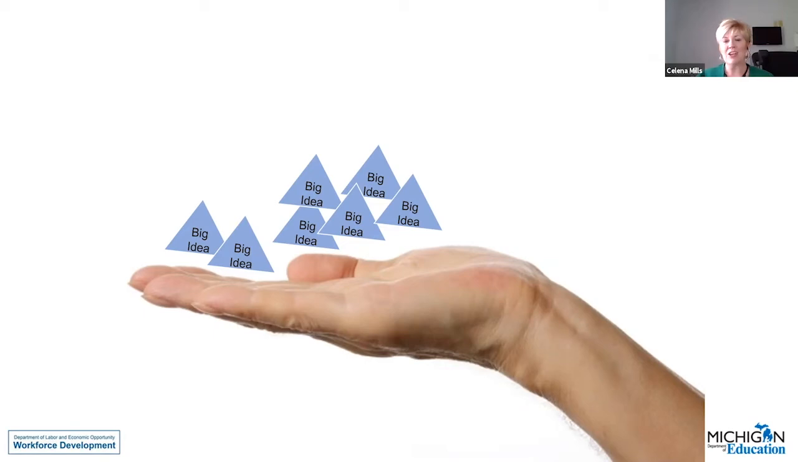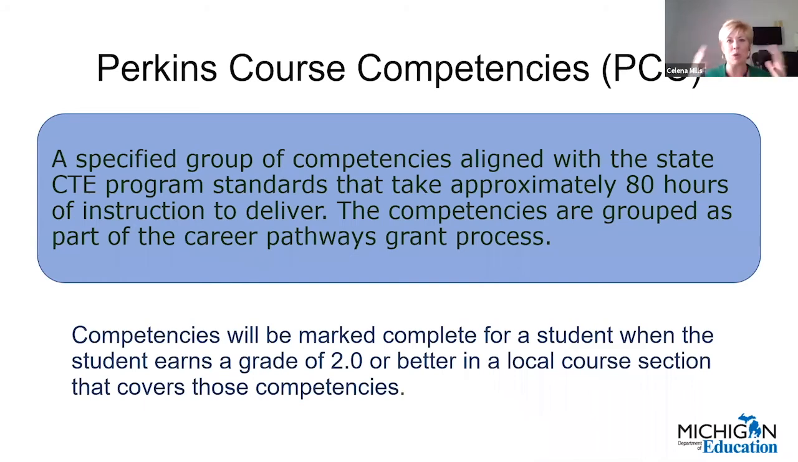So in the past, you had standards that then were grouped together under segments, and that's how you reported. Now you have competencies, and some of those are grouped together, and they're reported under what we're calling a PCC, or Perkins Course Competency Set. And when they did this, they looked at how long might it take to actually teach students some of these things. And they looked at it in terms of 80-hour chunks or increments.